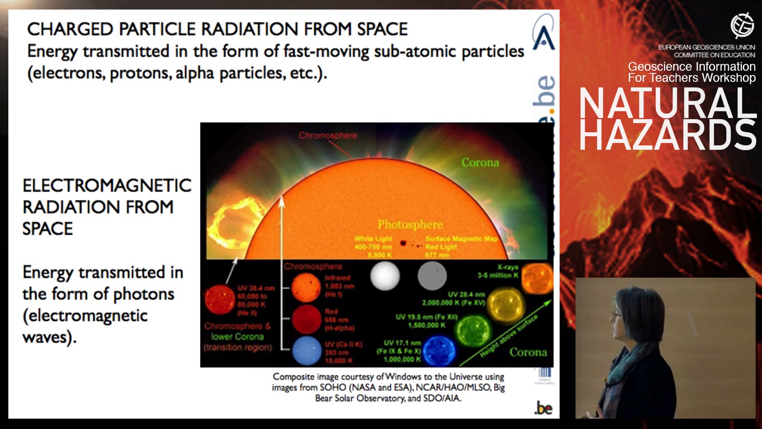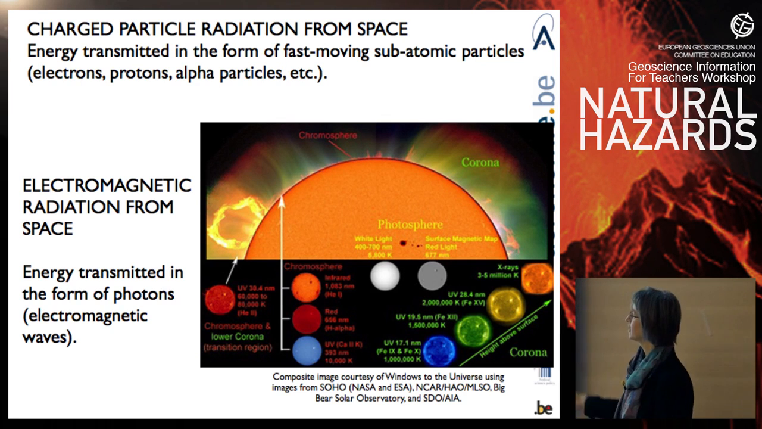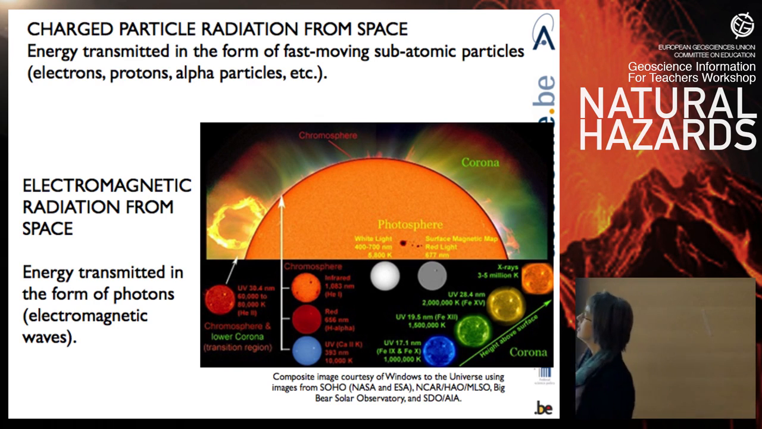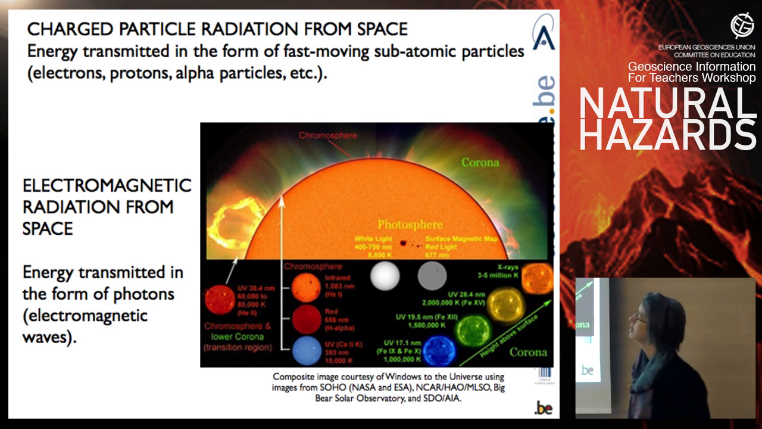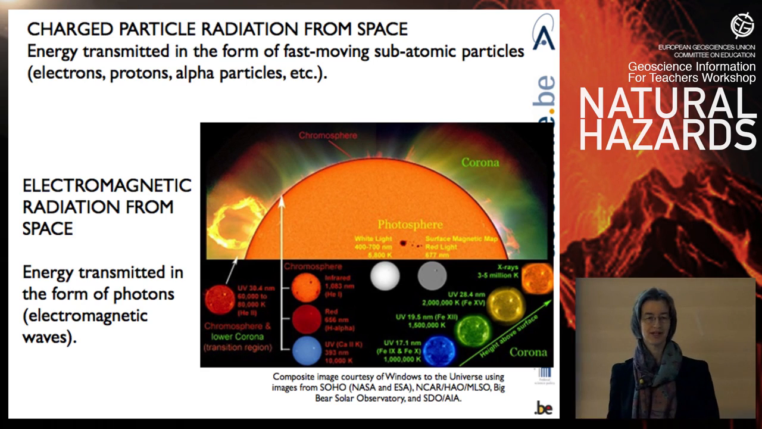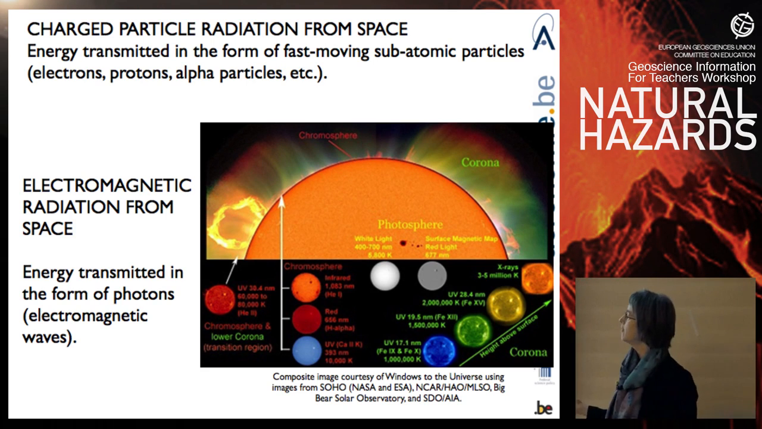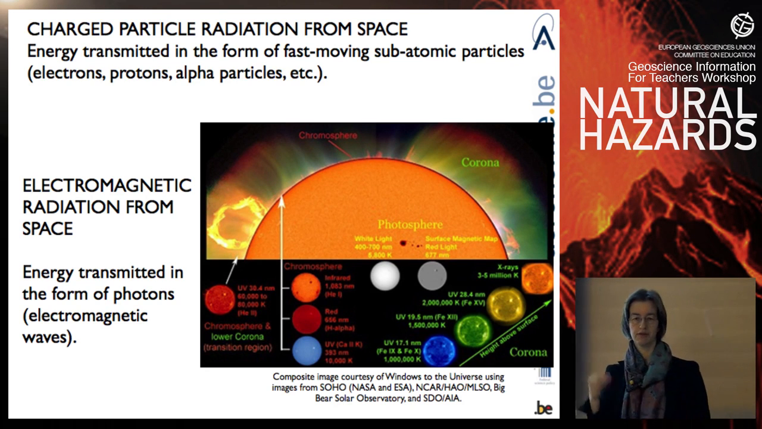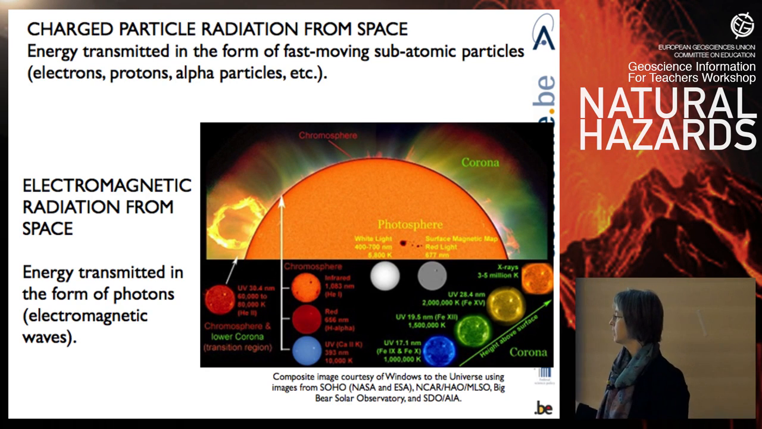So I always like to show this graph. I also show it in my lectures and talks for sciences, because people have this tendency to say radiation. I'm like, yeah, but what type of radiation? Because there are 2 types. You have your charged particle radiation, and this can be electrons, protons, so these are particles. And then you have electromagnetic radiation that we all are familiar with. These are the photons that are transferred at different electromagnetic waves.